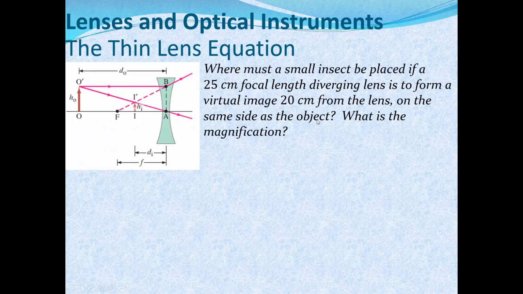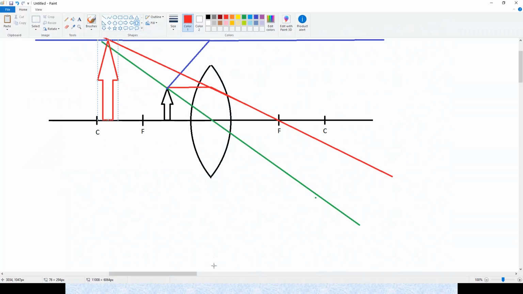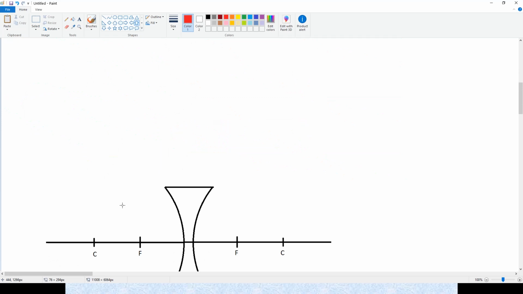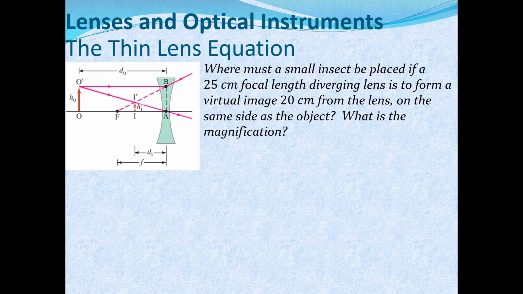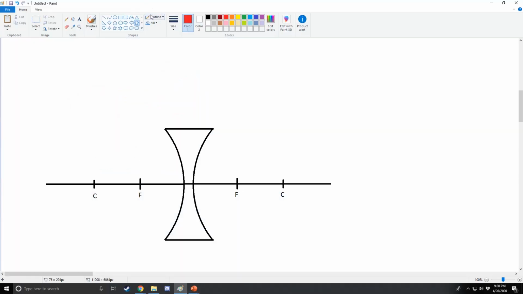All right, so here's another one. You can pause the video, work on this yourself, and we'll go over it in a second. All right, so I want to again practice going over how the ray tracing works with these lenses. So here we have an object placed outside of the focal point. So I just want to make sure where I place it. As long as it's outside, that's all that matters.